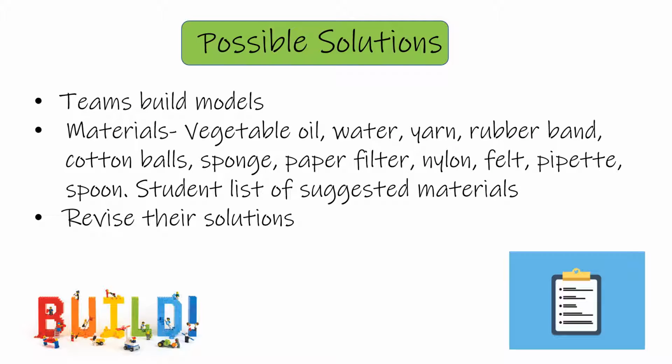Using their research and what they know, they will generate possible solutions. Some students may build models that represent how things look, while others build models that represent the way something works. Students will be supplied with the following materials: vegetable oil, water, yarn, rubber bands, cotton balls, a sponge, paper filter, nylon, felt, a pipette, and a spoon. Students may also suggest other materials, and the teacher will provide them for them.